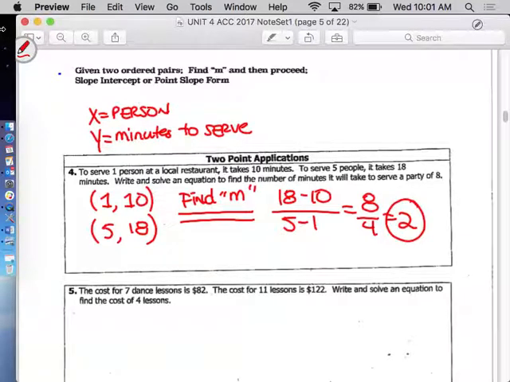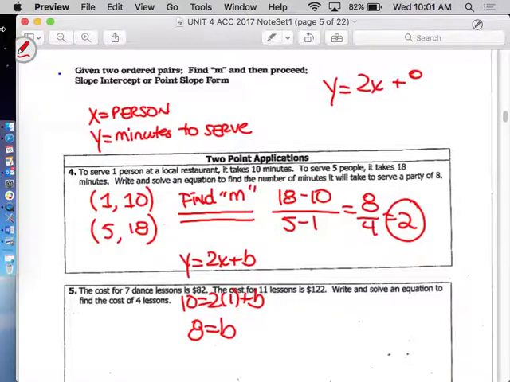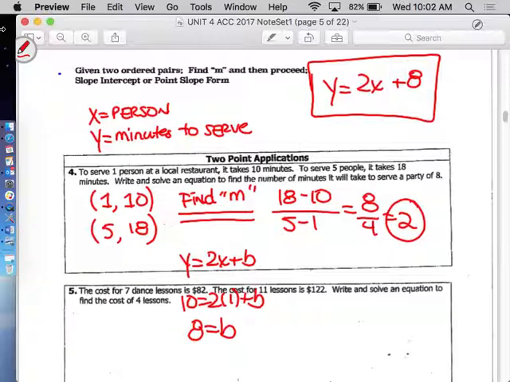And then I have to figure out what the B is. So running through the formula, choosing either point, I see that B is 8. So this would be my linear function. And maybe I could make some type of analogy that 8 minutes to serve 2 people, or for some reason they need 8 minutes to do, I guess, just some prep work. That would be my interpretation of this quickly.